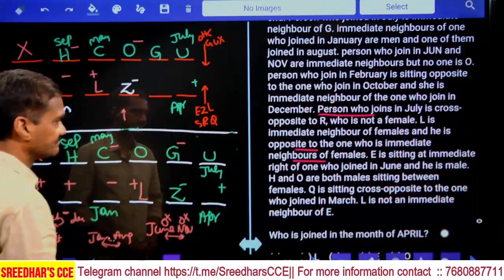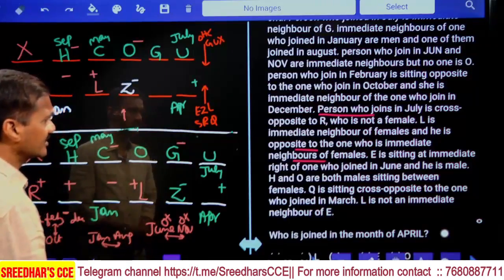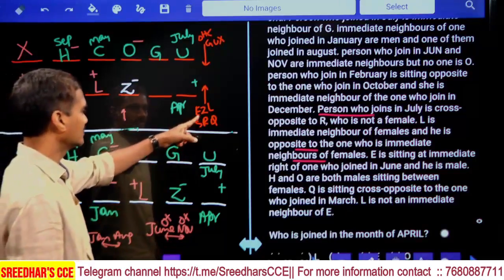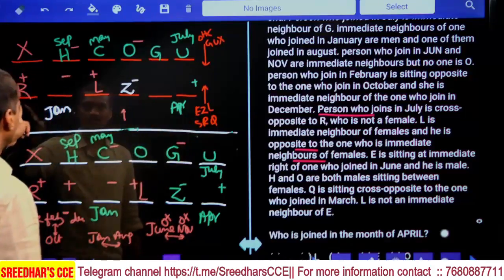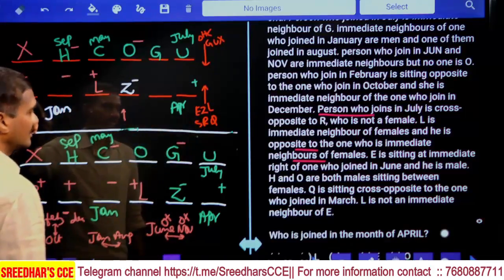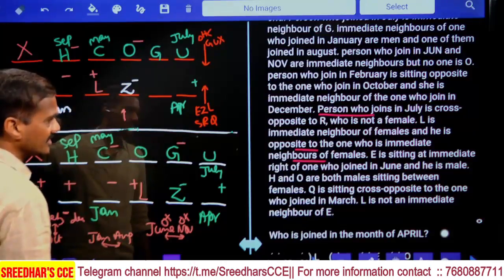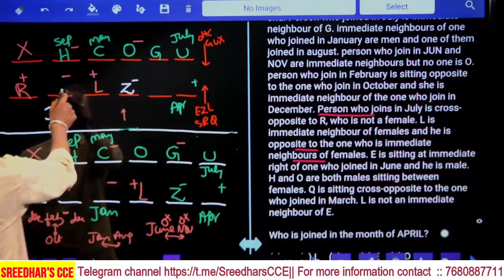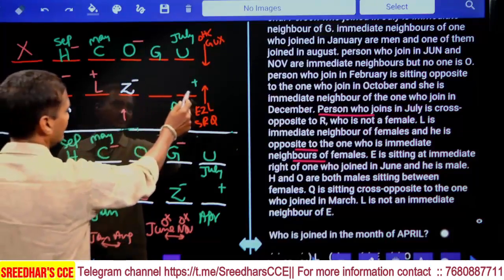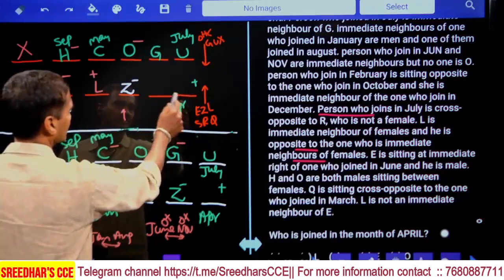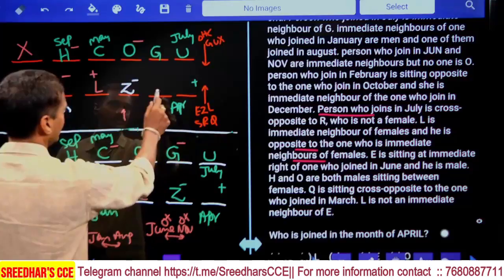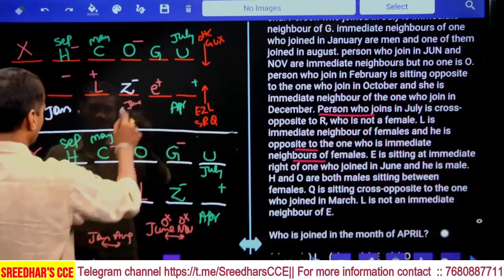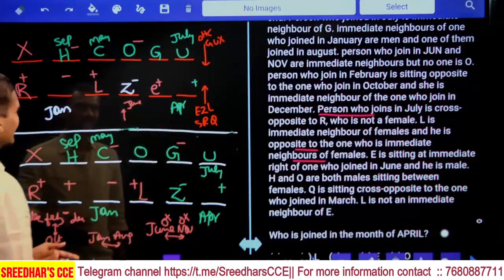Then E is sitting to the immediate right of the one who joined in June. E is to the immediate right of the one who joined in June, hence E must be here. Where E is, June will be here. And E is male or female? He is a male. E cannot be here because E is a female. E must be here. If E is at this place, this is a possibility, then June must be here. If June is here, June and Jan are adjacent.